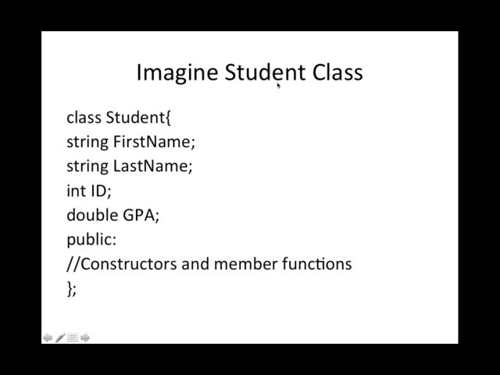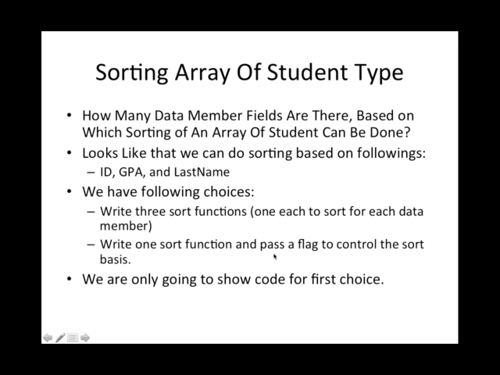Imagine a student class which will be written like this: class student, and these are the private data members: first name, last name, ID, and GPA. And under the public field, we have constructors and member functions. So we want to sort an array of student type.